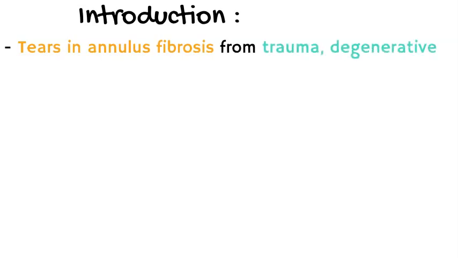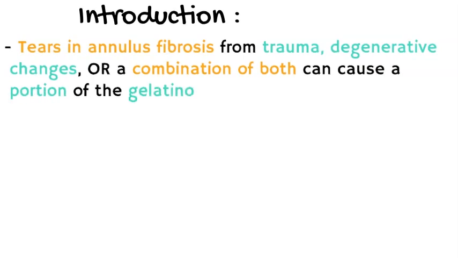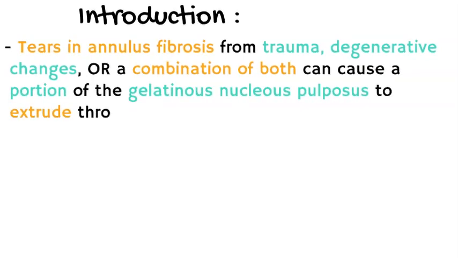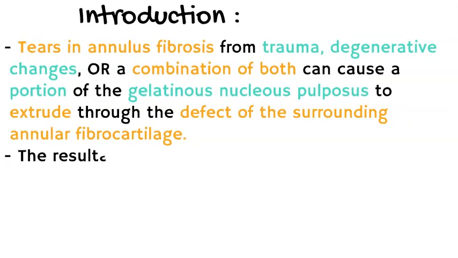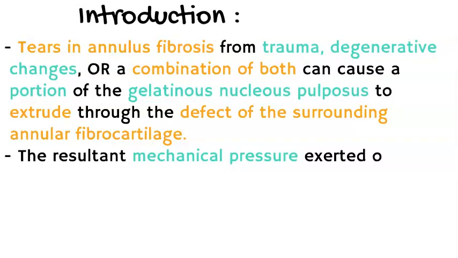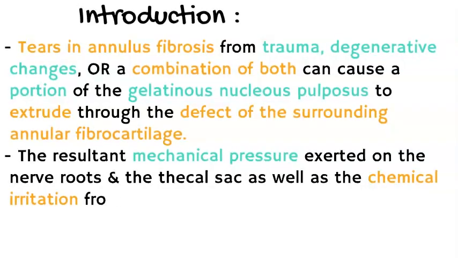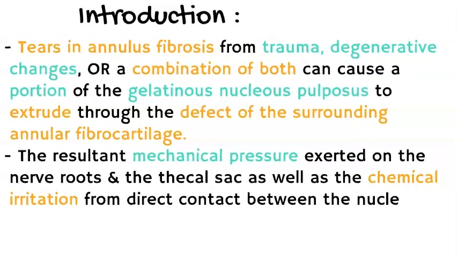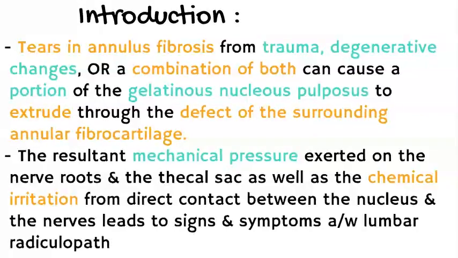As an introduction, tears in the annulus fibrosus from trauma, degenerative changes, or a combination of both can cause a portion of the gelatinous nucleus pulposus to extrude through the defect of the surrounding annular fibrocartilage. The resultant mechanical pressure exerted on the nerve root and the thecal sac, as well as the chemical irritation from direct contact between the nucleus and the nerve, leads to signs and symptoms associated with lumbar radiculopathy.